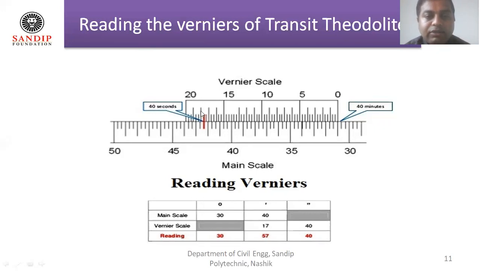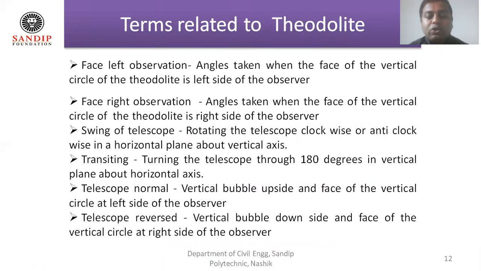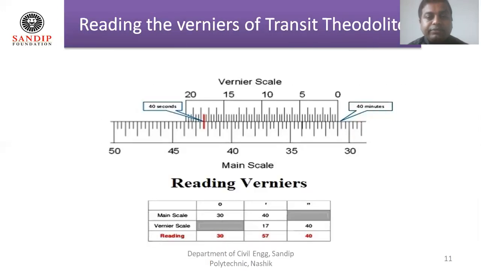Again, 1 minute is divided into 3 equal parts. As 1 minute is divided into 3 equal parts, each equal part shows 20 seconds. Hence this vernier is also called a 20 second vernier. Now here you can observe this line, the value of this line will be 15 minute, 16 minute, 17 minute, 17 minute 20 second, 40 second. Hence we have added 17 minute, 40 second.